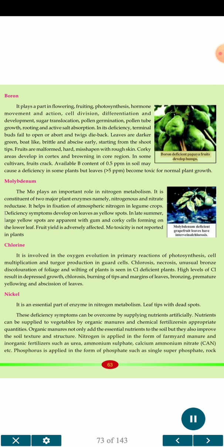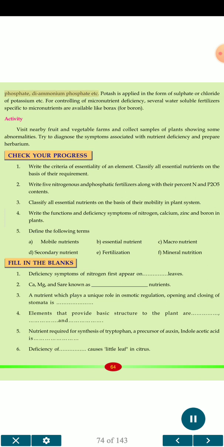Boron-deficient papaya fruits develop bumps. Phosphate, diammonium phosphate, etc. Potash is applied in the form of sulfate or chloride of potassium, etc. For controlling micronutrient deficiency, several water-soluble fertilizers specific to micronutrients are available, like borax for boron.